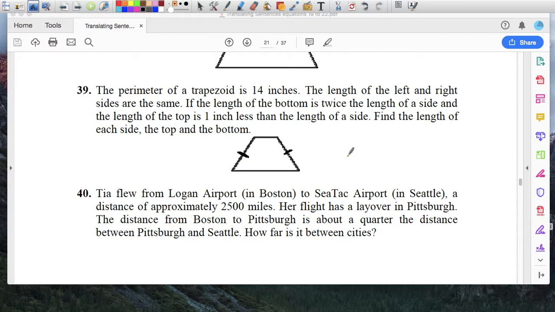So I go back to the picture. If A equals 3, this side is 3, this side is 3. 2A means 2 times 3, which is 6. So the bottom part is 6. And the top one is A minus 1, or 3 minus 1, which gives me 2. So let's see if we're right. If we add all these lengths, it should give me 14. So I have a 6 plus 3 on the other side, and plus 2 on the top. 6 plus 3 is 9. 9 plus 3 is 12, and 12 plus 2 is 14. Look at that. We're correct.